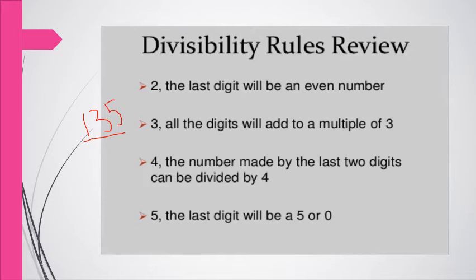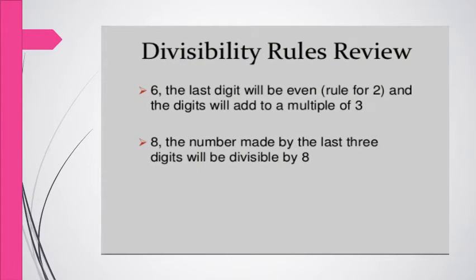So this was the rule of the divisibility test for 3. Now the divisibility test of 4. The number made by the last two digits can be divided by 4. Here for divisibility test of 4, we have discussed that if the last two digits are divisible by 4, then we can say that the number is divisible by 4. Otherwise it is not divisible by 4. And for the divisibility of 5, we have learned that any number containing the last digit 5 or 0 is divisible by 5.